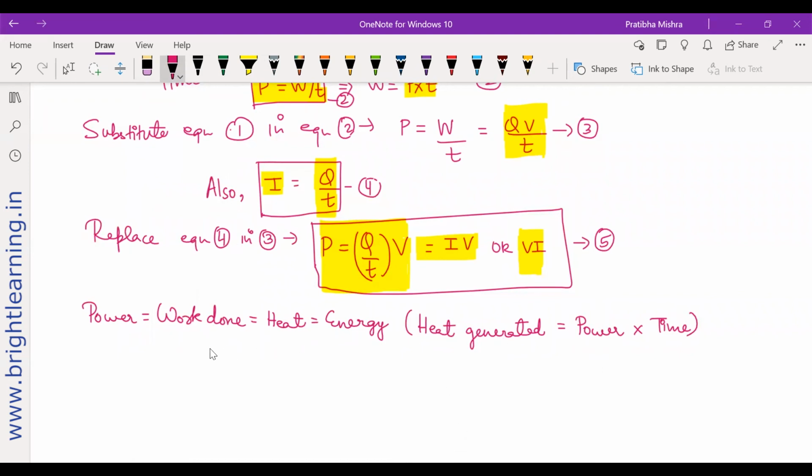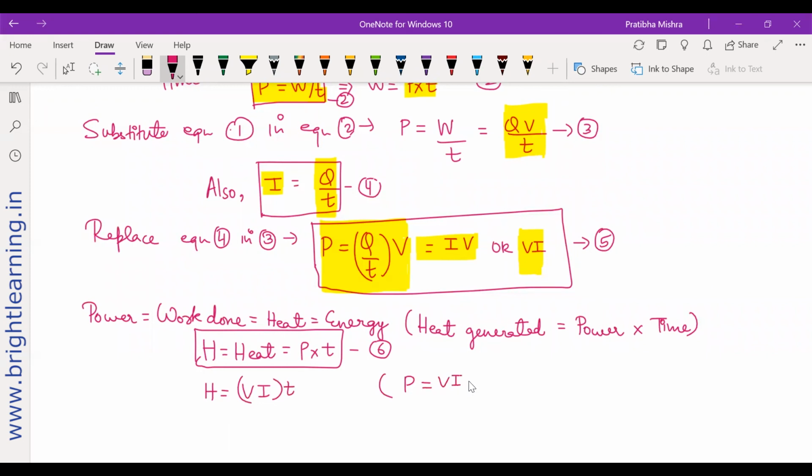So let us write down about heat. H is heat. Heat is equal to P into T, power into time. Let this be equation 6. So what is power? Power is VI, right? So H is equal to VI into T. Why? P is equal to VI from equation 5.